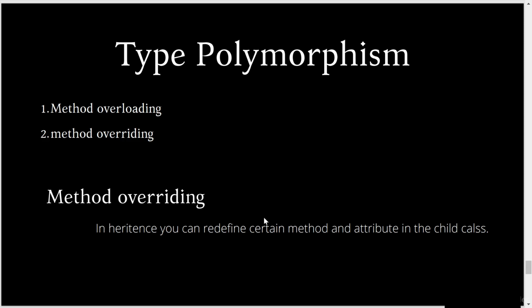Method overriding is also known as runtime polymorphism. Method overriding is possible in Python inheritance. Inheritance means inheriting the parent class properties and methods into the child class. When inheriting, you can redefine certain methods and attributes in the child class. This is known as method overriding.